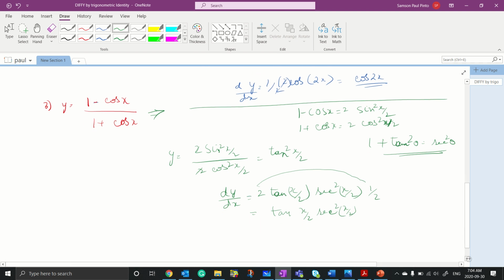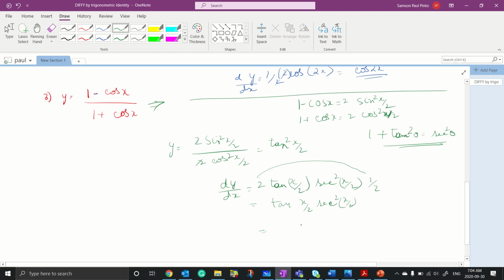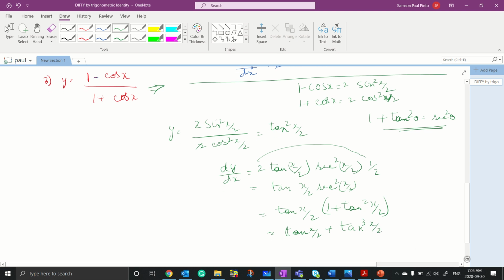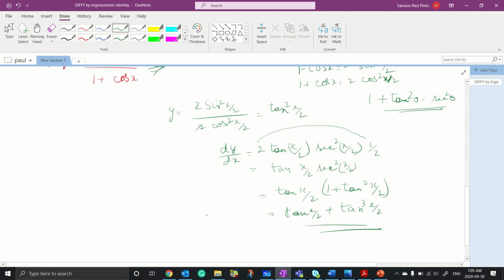Okay, and here if you want to simplify it further, you can simplify it further and write it as tan x by 2. Secant square x by 2 is nothing but 1 plus tan square x by 2. Okay, and multiply it inside and you get tan x by 2 plus tan cube x by 2. Okay, this is the answer for the problem.